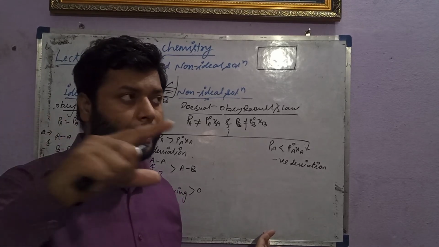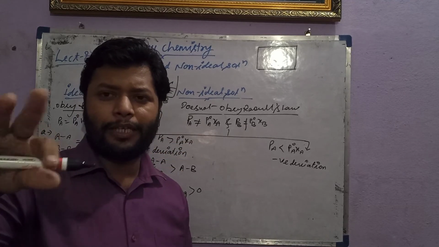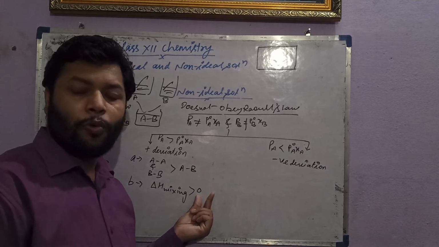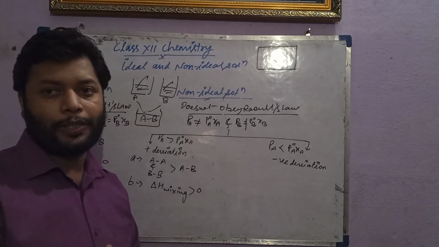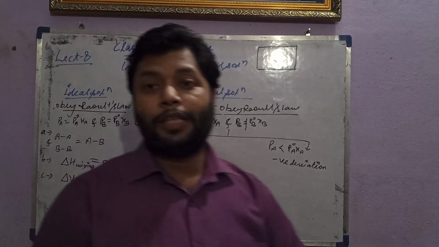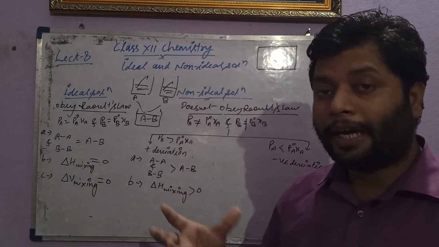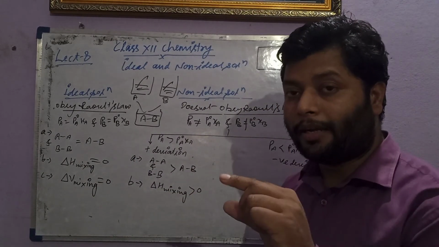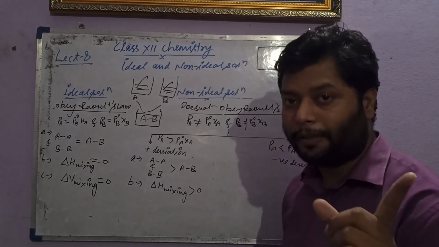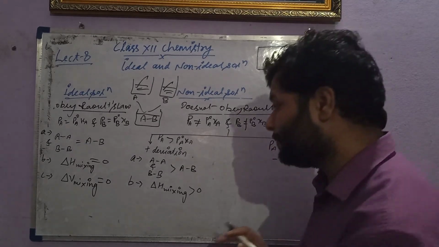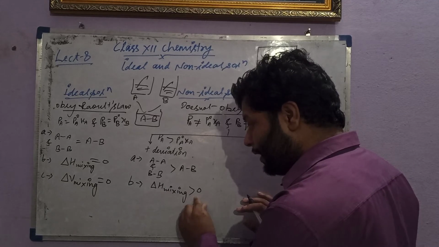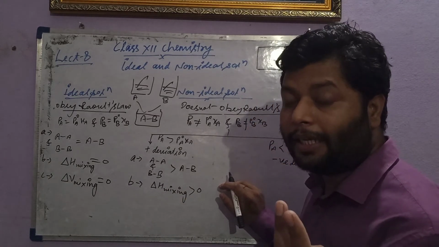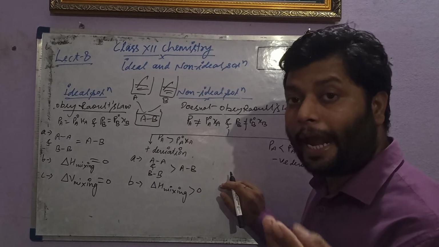Correction: it is not exothermic now. What should it be, endothermic or exothermic, when delta H mixing is greater than 0? It should be endothermic actually. The heat must be absorbed. The last sentence was incorrect. Delta H mixing greater than 0 means delta H positive, and delta H positive means endothermic process.